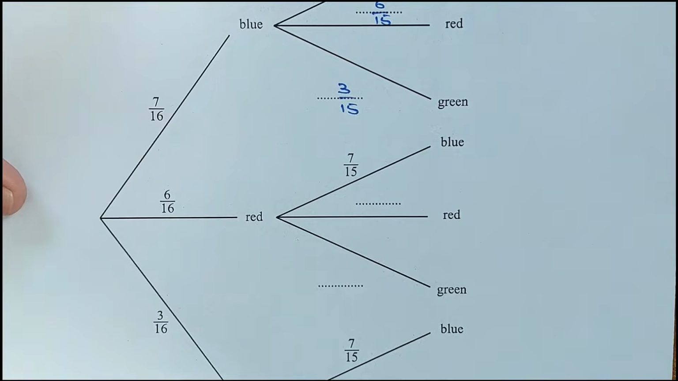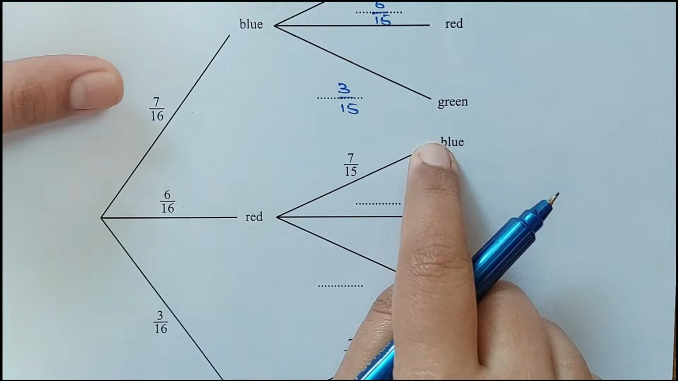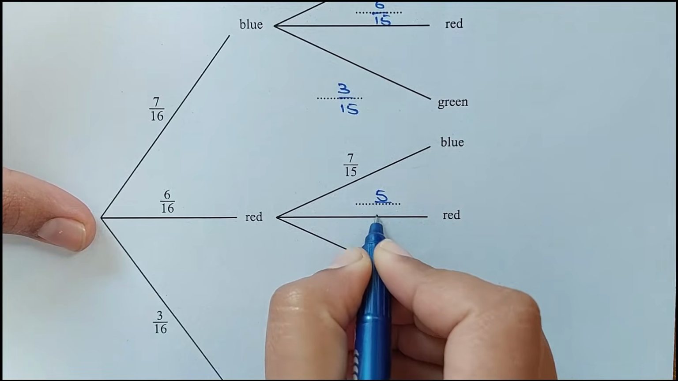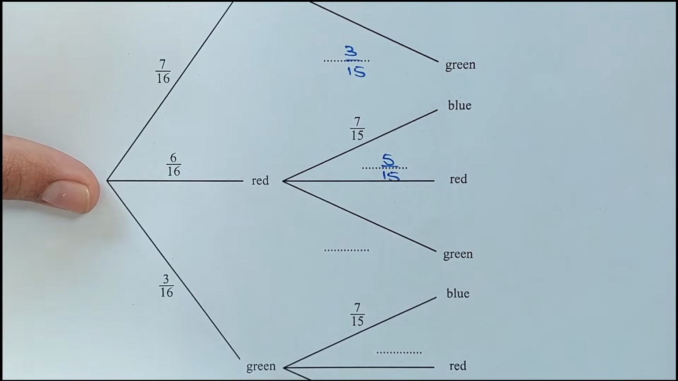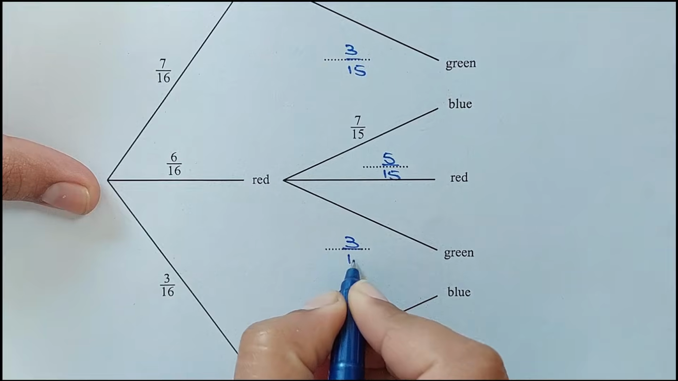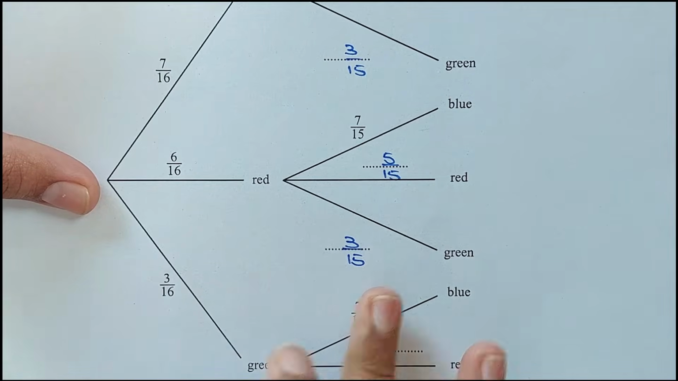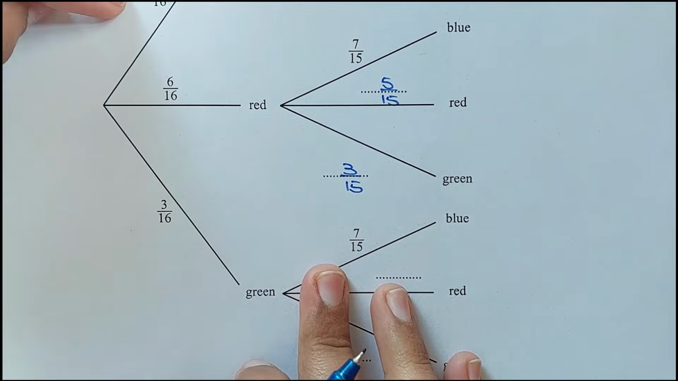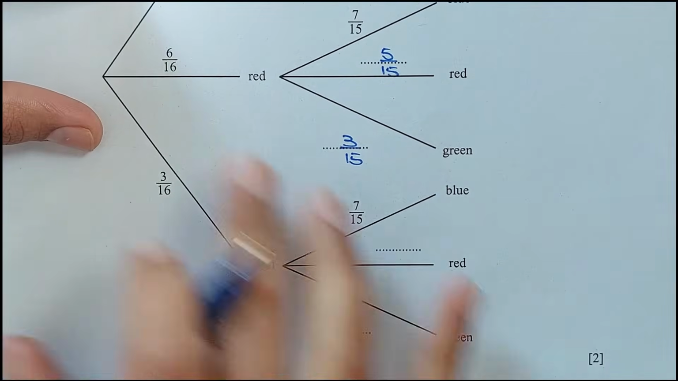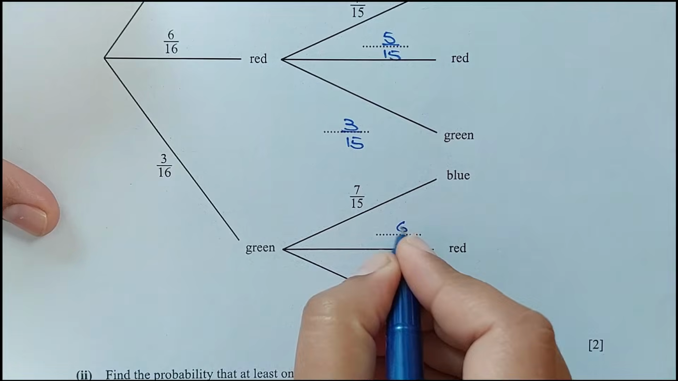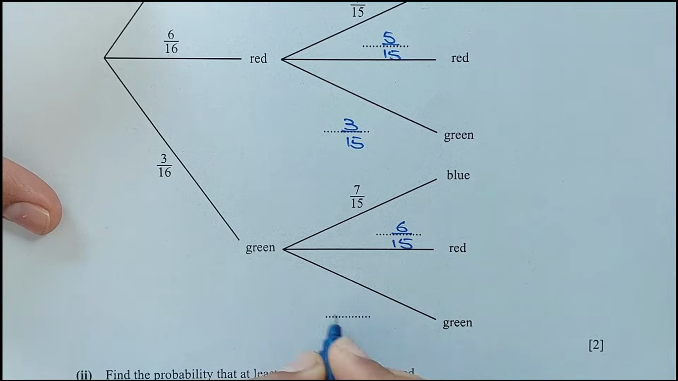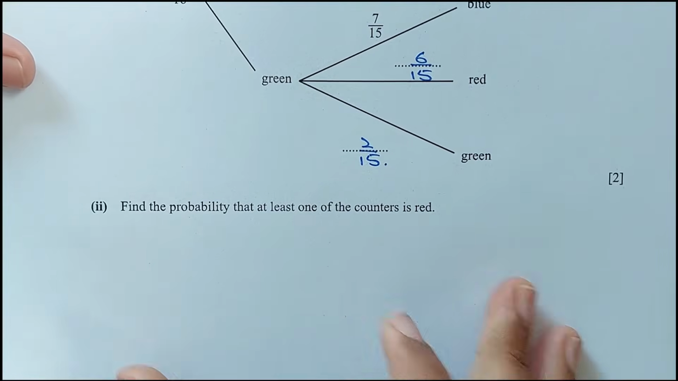Right. Okay, so from red, the blue is the same, 7 out of 15. One red is taken, so 5 red are left out of 15, and green is the same, 3 out of 15. Without replacement, that is why one ball is less, right? Okay, for green, blue is the same, 7 out of 15, red stays the same, that is 6 out of 15, and green is 2 out of 15. So we have completed the tree diagram.